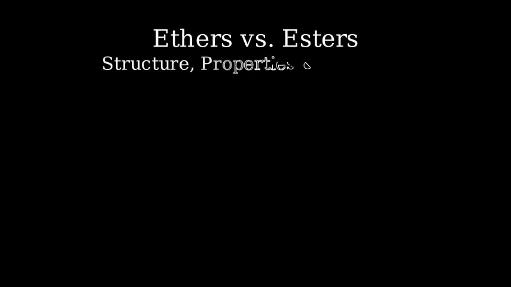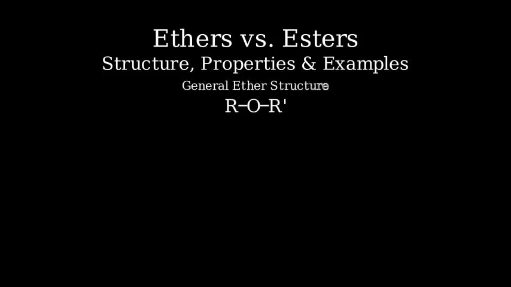Let's explore the key differences between ethers and esters, two important classes of organic compounds. Let's start with ethers. An ether has a general structure of ROR', where R and R' are hydrocarbon groups connected by an oxygen atom. For example, diethyl ether has two ethyl groups connected by an oxygen.